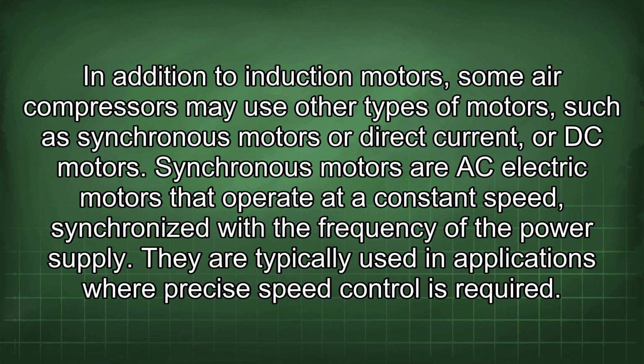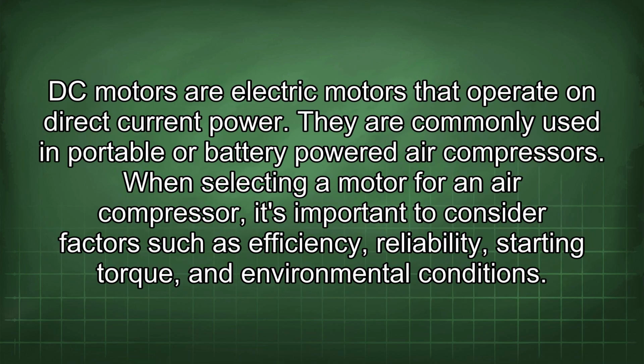Synchronous motors are AC electric motors that operate at a constant speed, synchronized with the frequency of the power supply. They are typically used in applications where precise speed control is required. DC motors are electric motors that operate on direct current power. They are commonly used in portable or battery-powered air compressors.